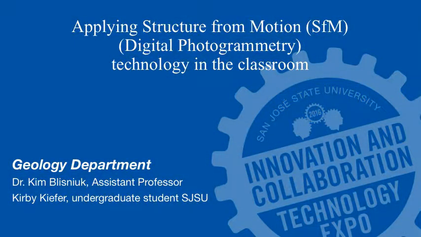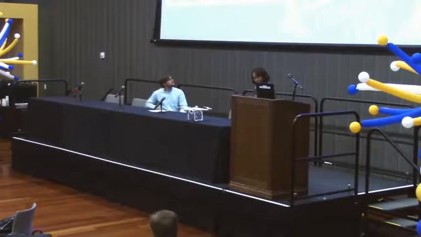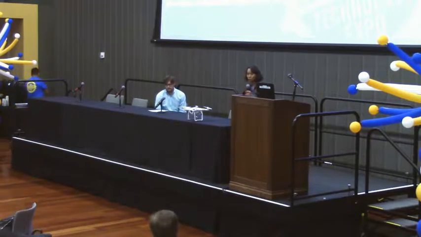So I'm going to briefly summarize a new technology called structure from motion that many geologists and geomorphologists use in their research to understand the landscape. Structure from motion is a form of digital photogrammetry, and I've applied this form of digital photogrammetry in the classroom. I'm from the geology department.